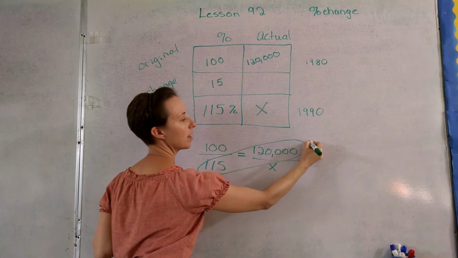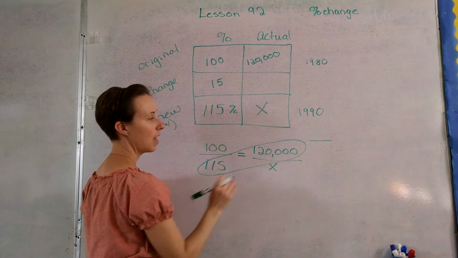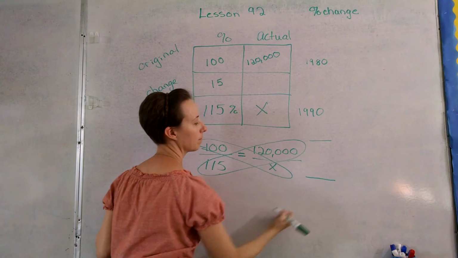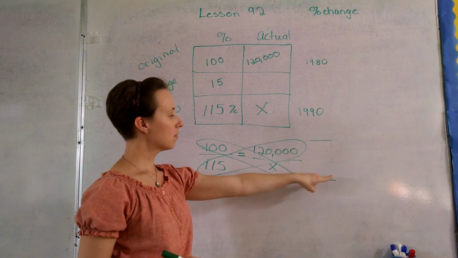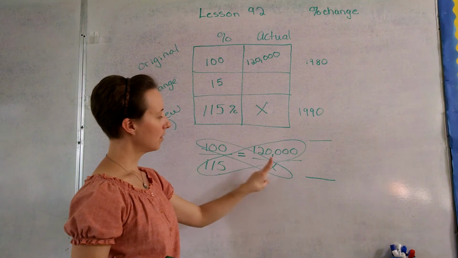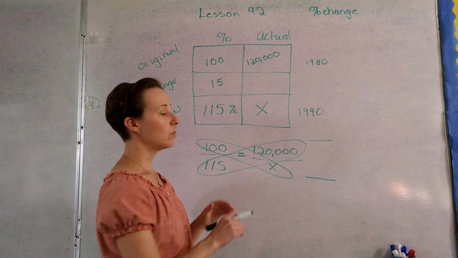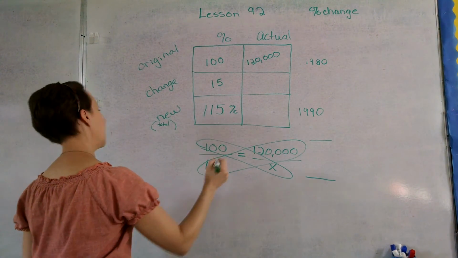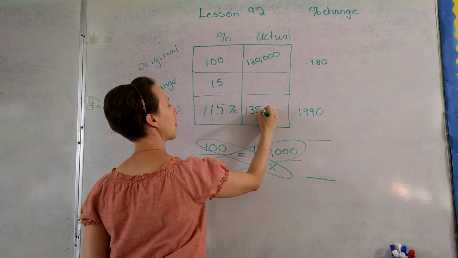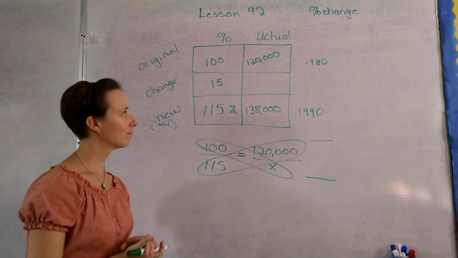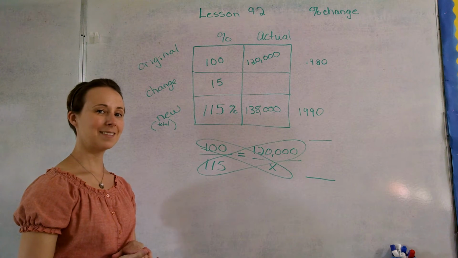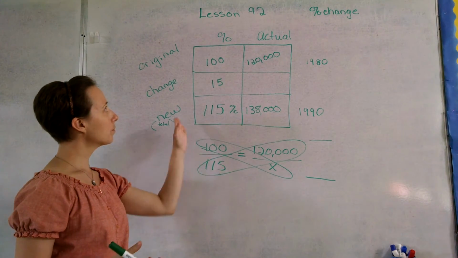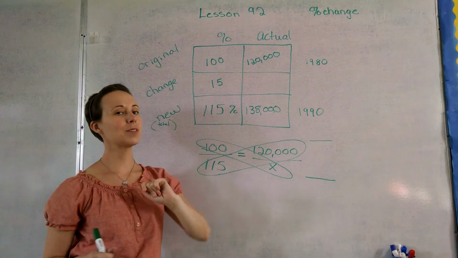115 times 120,000 will give you an amount. That amount is the same as if you multiplied 100 times x. If I take this amount and I divide by 100, it will give me x. When you do that, you should find that the new number of people living there is 138,000 people. That wasn't so bad, was it? While I erase my numbers out of this box, please draw a new ratio box for percent and actual. We're going to do one more percent change today.